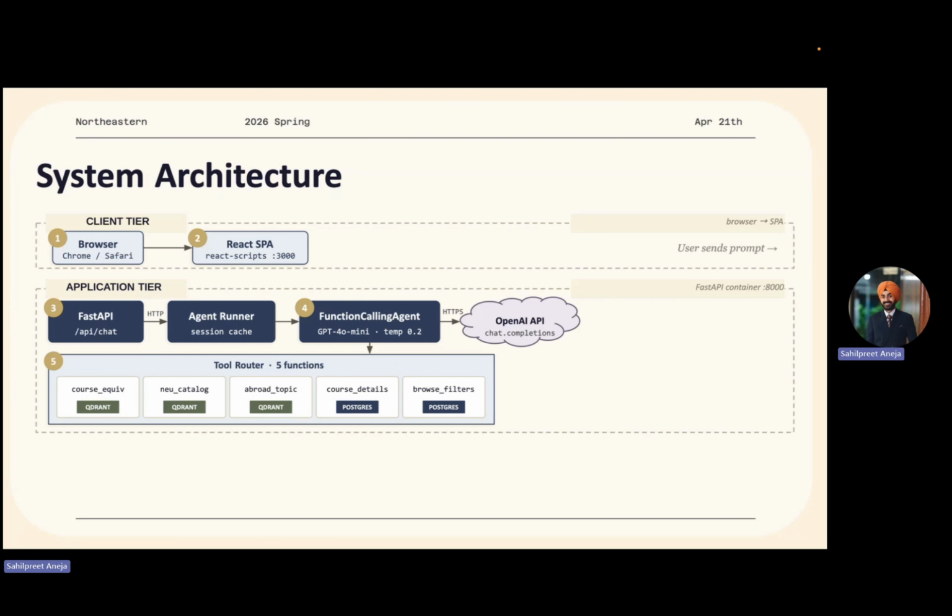Now, here's the interesting part. The agent doesn't just answer from memory. It has five tools it can choose from. Think of these like functions the agent can call whenever it needs real data. Three of these tools hit Qdrant, which is our vector database. Those are the ones that handle semantic search, like find me courses about machine learning, or where can I take AI courses or something like that.